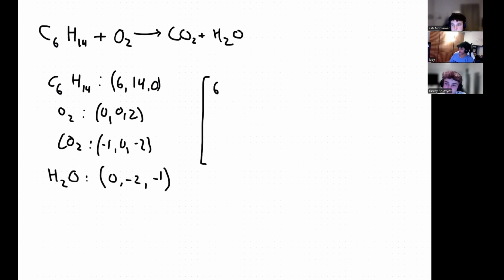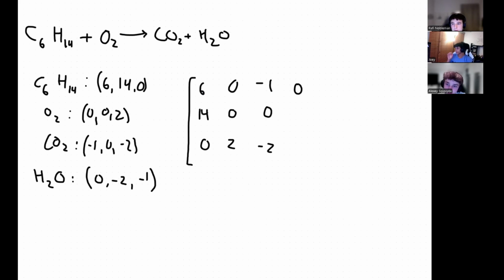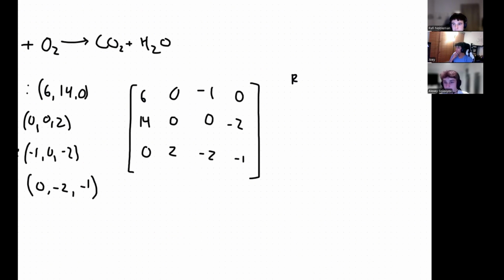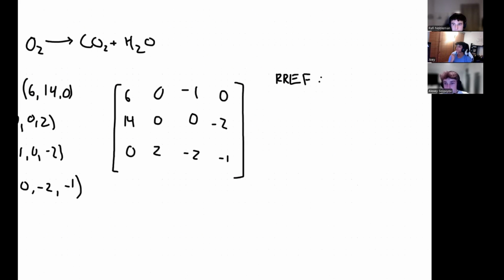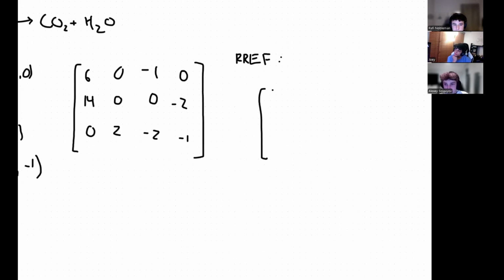Once we're in matrix form, it's now much harder. If we were doing this by hand, the row reduction would probably take longer than the other one, which is why it'd be a little bit harder. But that's our matrix. And then once we reduce it into reduced echelon form, the final matrix will be 1, 0, 0, -1/7.